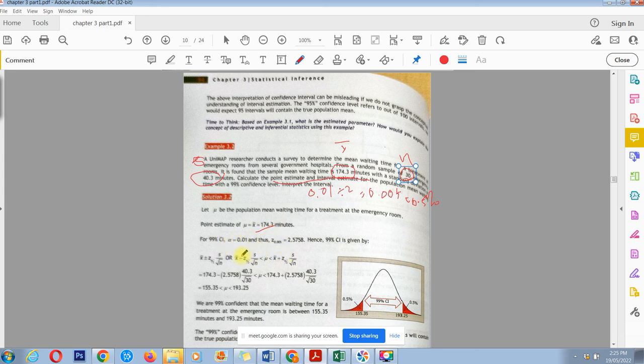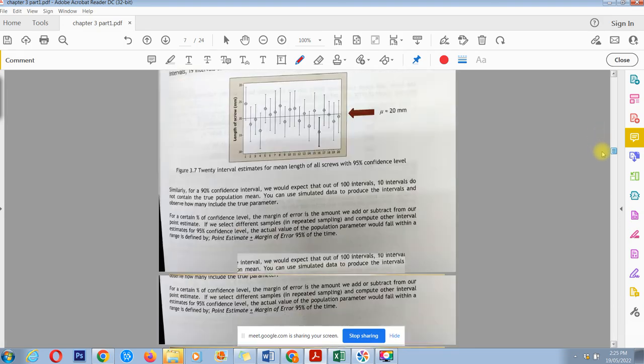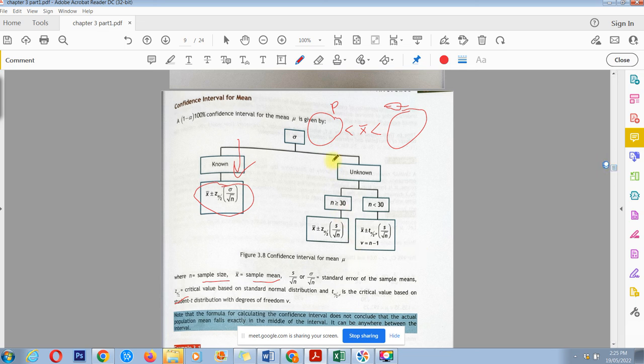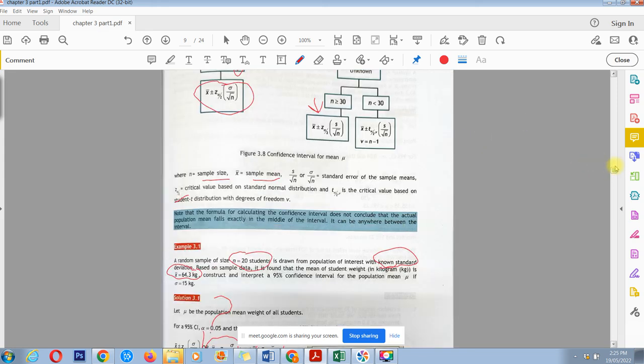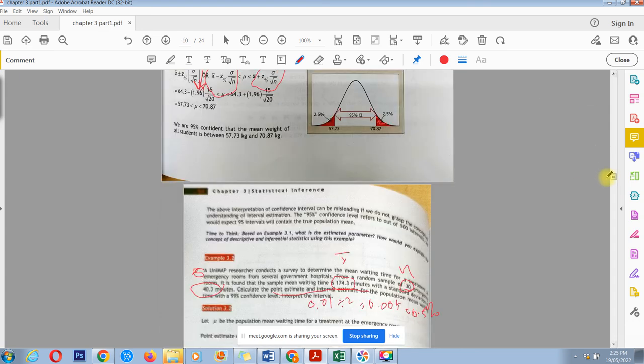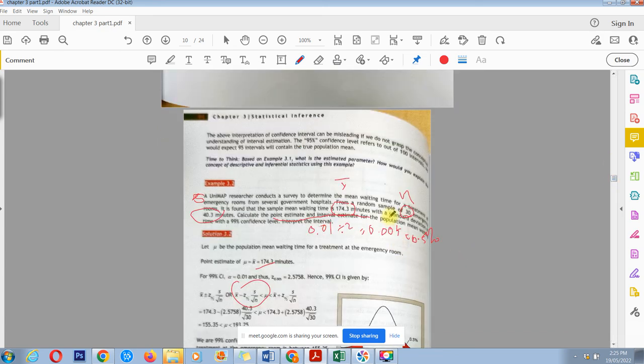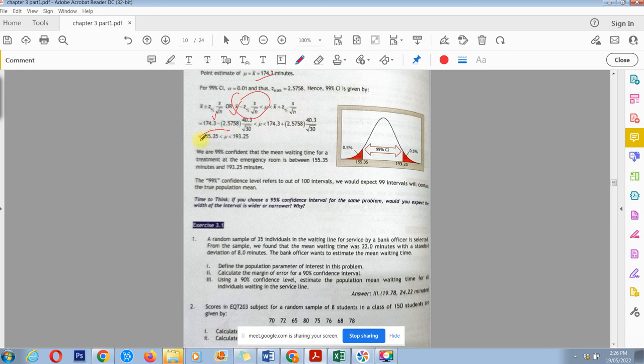So kat sini, we have this thing. To find the critical value, we have this formula. This is unknown data, so we use this formula, because the sample n is greater or equal to 30. Just meet the requirement lah. If less than 30, you need another formula. Then after that, we put everything inside here. Then we get the confidence interval, and then you make a conclusion here. The conclusion is 99% confident that the mean waiting time for a treatment at the emergency room is between this and this minute.